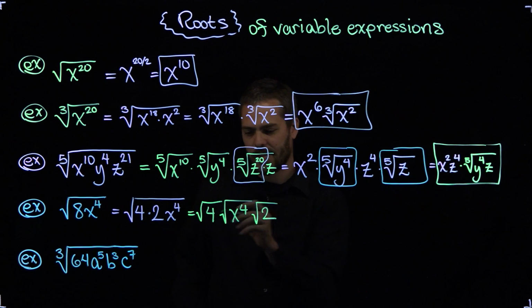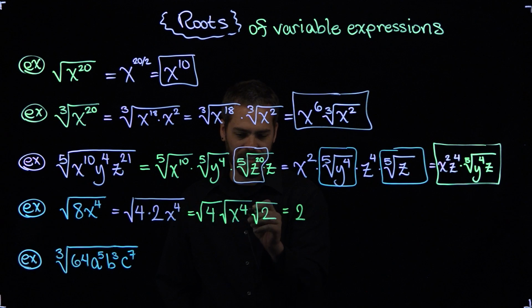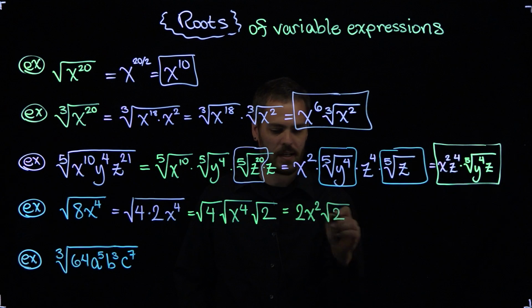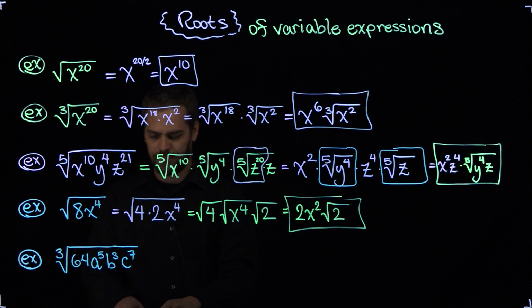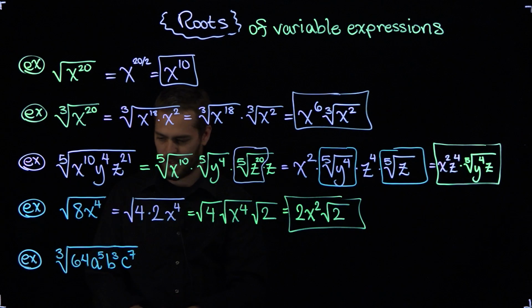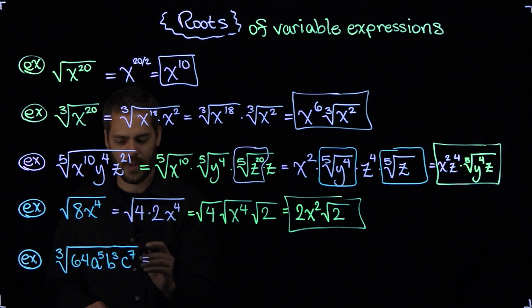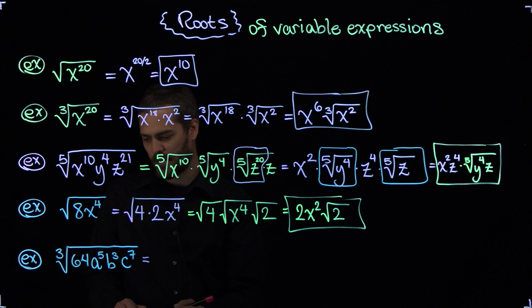So the square root of 4 becomes 2. The square root of x to the fourth is x squared, and we have a root 2 all by himself there in the end. Trust me, the more you do it, the faster you become. You start doing things you didn't know you could do. Okay, last example for this video. The cube root of 64, a to the fifth, b to the third, c to the seventh power.